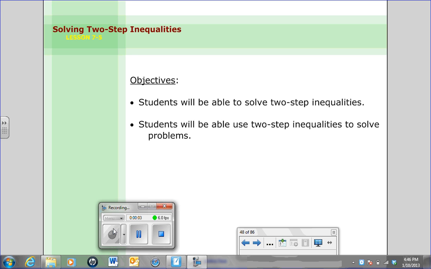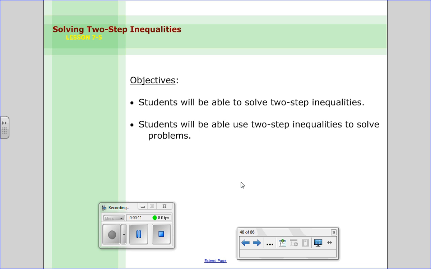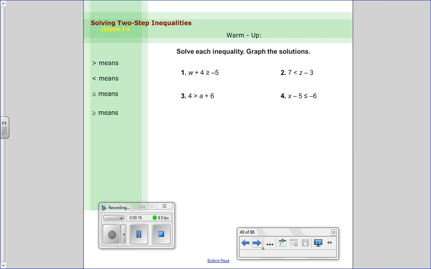Hello, and welcome to Lesson 7-5 on solving two-step inequalities. Our objectives tonight, you're going to be able to solve two-step inequalities, and you're also going to be able to use these inequalities to solve word problems. Now, in the past, we've solved really one-step inequalities like the one shown in the warm-up.